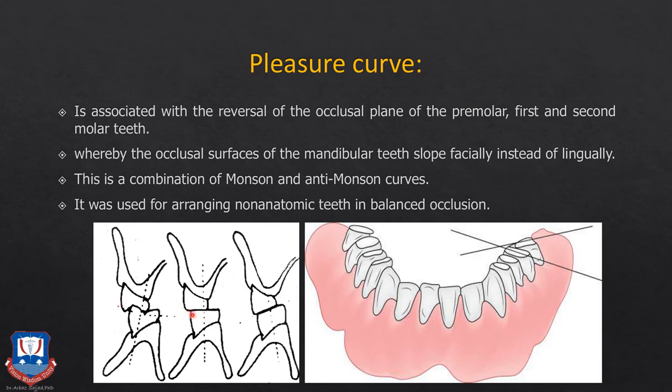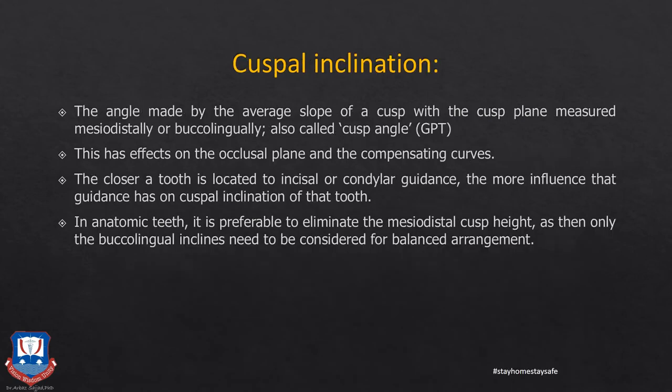So this is the combination. This Pleasure curve is a combination of the curve of Wilson, the reverse curve or the anti-Monson curve, and the first molar is set at a flat occlusal plane. So the Pleasure curve is the combination of the curve of Monson and the anti-Monson curve. It is used for arranging, as I mentioned, non-anatomic or 0 degree teeth in a balanced occlusion.